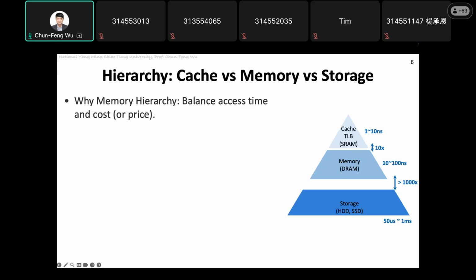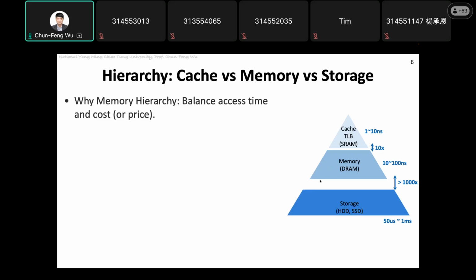So before all the things, we know we need to have a big picture about our computer architecture. The very fundamental question is why there is memory hierarchy. I think this is a short answer. It is about balancing access time and cost, or you can say it is about the price in most ways.